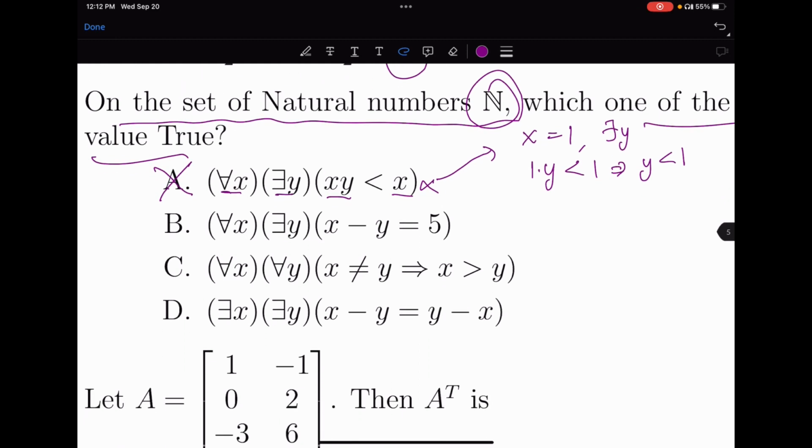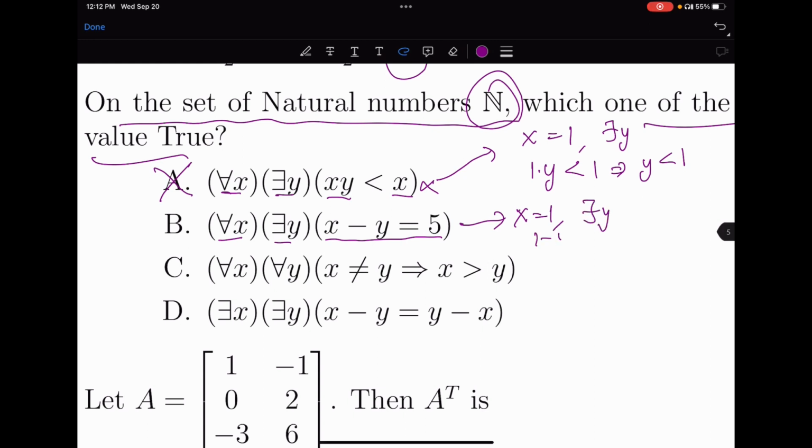Let's look at B. For all x there exists y such that x minus y is equals to 5. Since for all x, and x can be any natural number, I can take x to be 1. Then he's claiming that there exists a y such that 1 minus y is equals to 5, which implies that 1 minus 5 is equals to y, which implies that y is equals to negative 4.